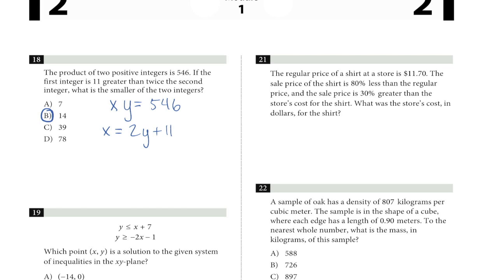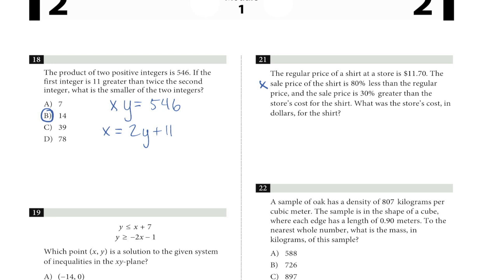Number 21. The regular price of a shirt at a store is $11.70. The sale price of the shirt is 80% less than the regular price, and the sale price is 30% greater than the store's cost for the shirt. What was the store's cost in dollars for the shirt? Okay. So we know the regular price is $11.70. So the sale price of the shirt, actually, I'm going to call that X. So I'm going to put X right there because now I know.